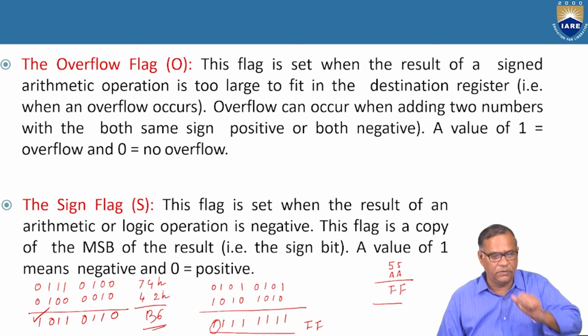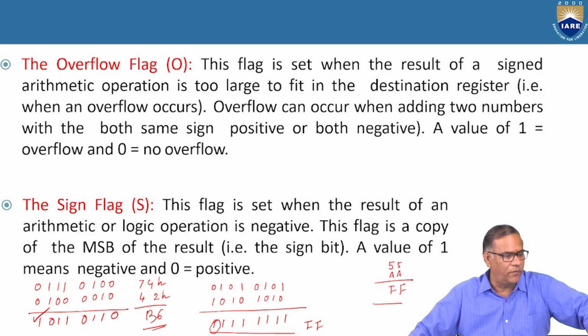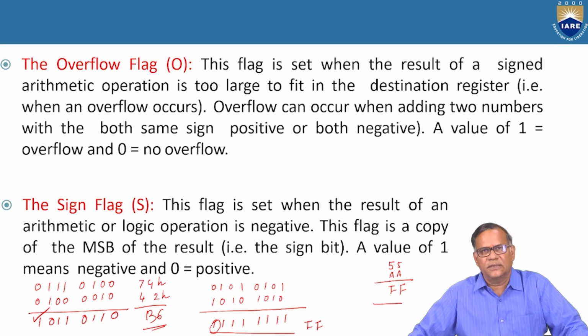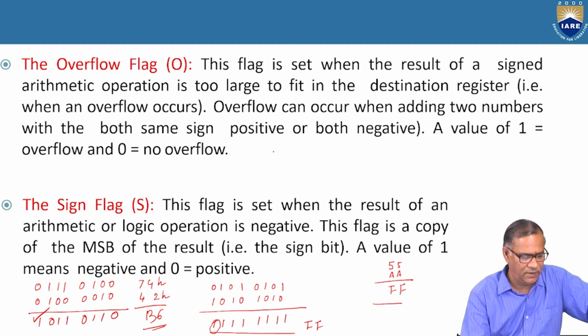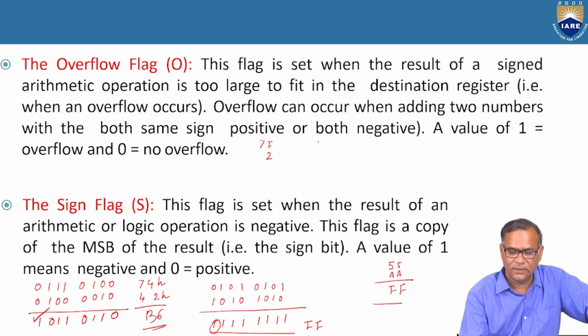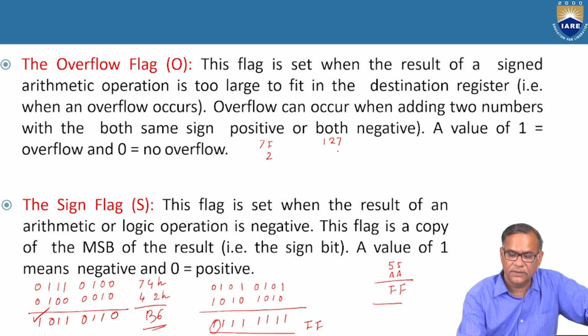Now let us discuss the overflow flag. The overflow flag is set when the result of a signed arithmetic operation is too large to fit in the destination register. Overflow occurs when adding two numbers with the same sign. A value of 1 means overflow and a value of 0 means no overflow. If the destination register is not able to accommodate the magnitude, then this overflow takes place. For example, let us add 7F with 2. What is 7F? 7F is nothing but 127, and 2 is 2.